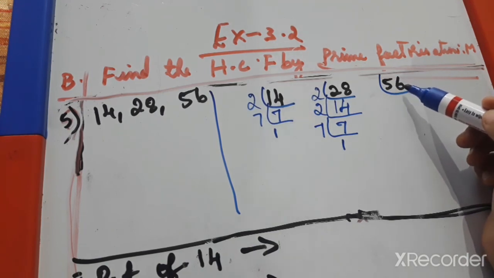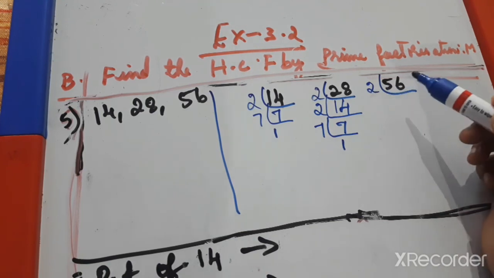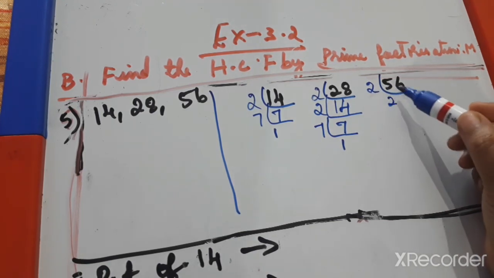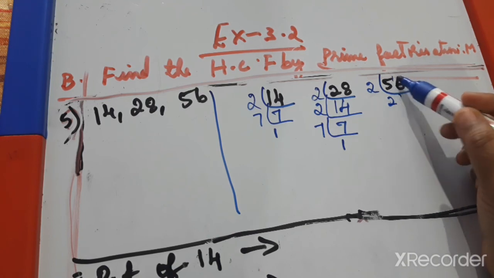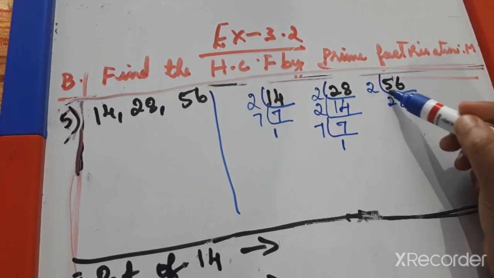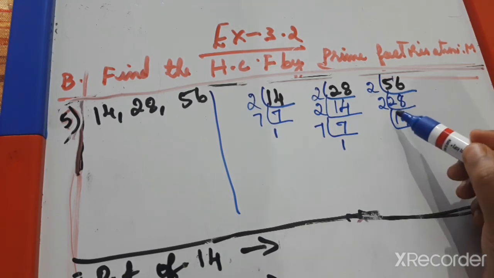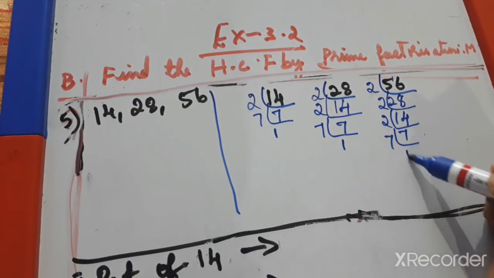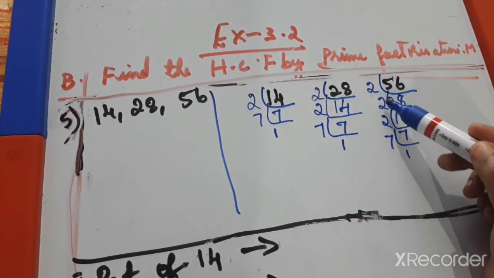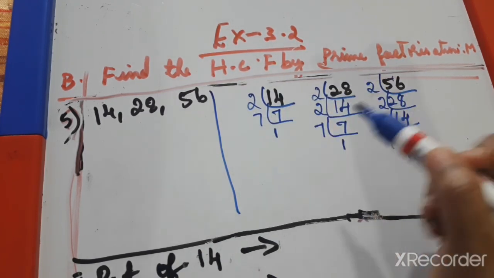56. Here we want a prime number, so consider 2 outside. 2 2s are 4, 1 remainder, then 16 together, so 2 8s are 16. Again 2 1s are 2, 2 4s are 8. Again 14: we divide with 2, 2 7s are 14, 7 ones are 7. Outside we want only a prime number. Try to divide only with prime numbers.